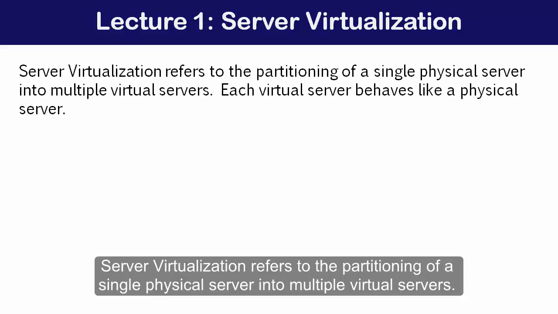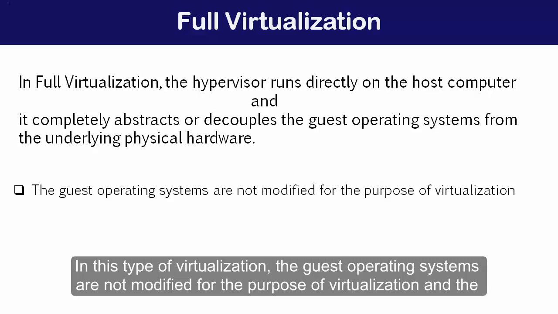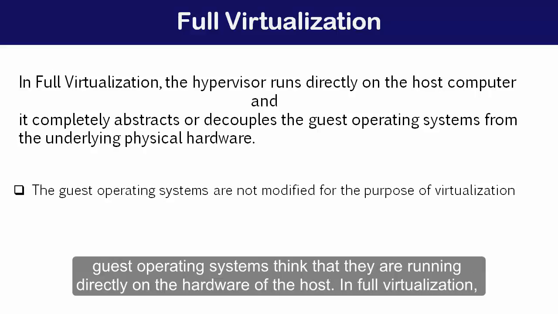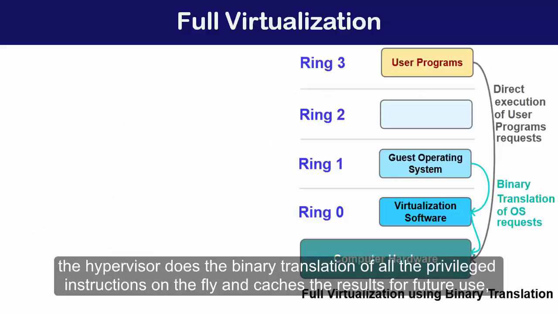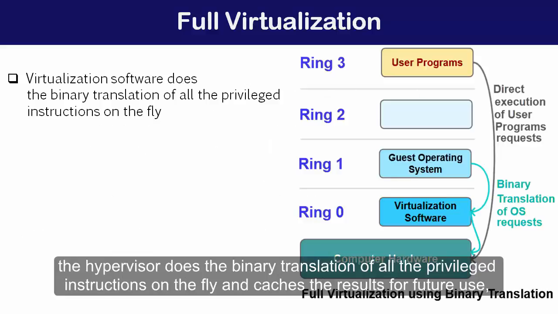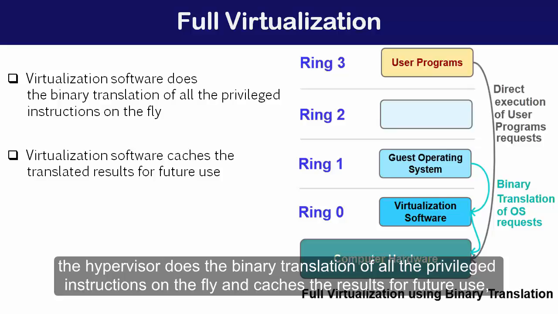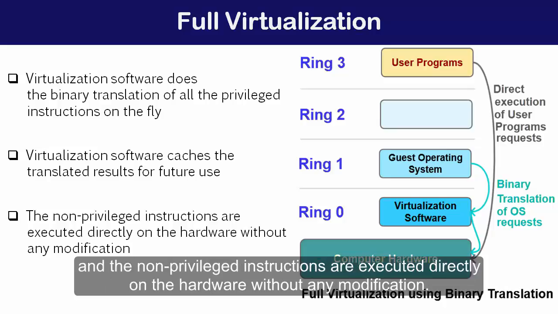operating systems are not modified for the purpose of virtualization, and the guest operating systems think that they are running directly on the hardware of the host. In full virtualization, the hypervisor does the binary translation of all the privileged instructions on the fly and caches the results for future use. And the non-privileged instructions are executed directly on the hardware without any modification.